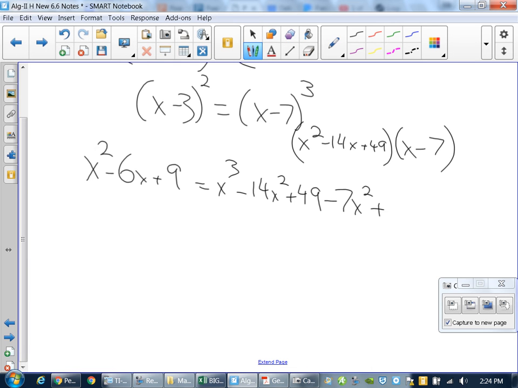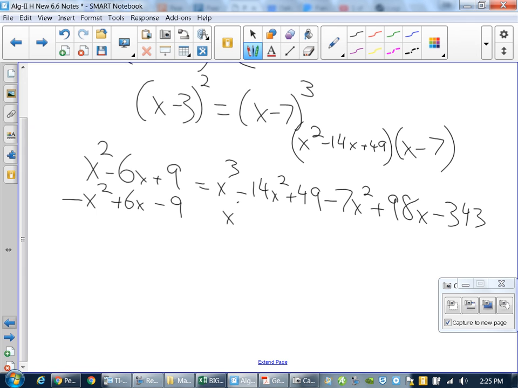14 times 7 is 98. Oh, that's pretty. It is, isn't it? 7 times 49, I believe, is 343. Pretty sure on that one. 7 and 49. I thought you said 7 and 9. For a second, I'm like, now I move everything over to one side, and this is where it gets interesting. As if it's not already.